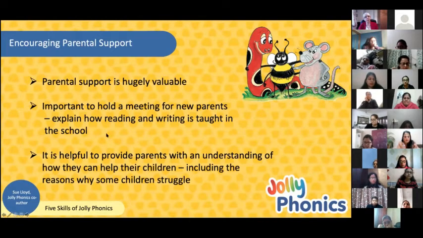Extremely valuable. Our parents are our greatest asset in many ways. Not all of them can be, but anybody who can, that's great. And we always used to have a meeting with the parents before the children started, and I would explain exactly how their children were going to be taught, how the code is a code and we need to teach the children how to work it out.